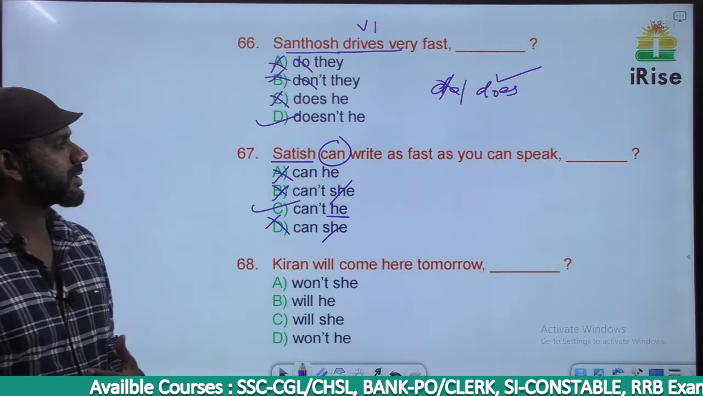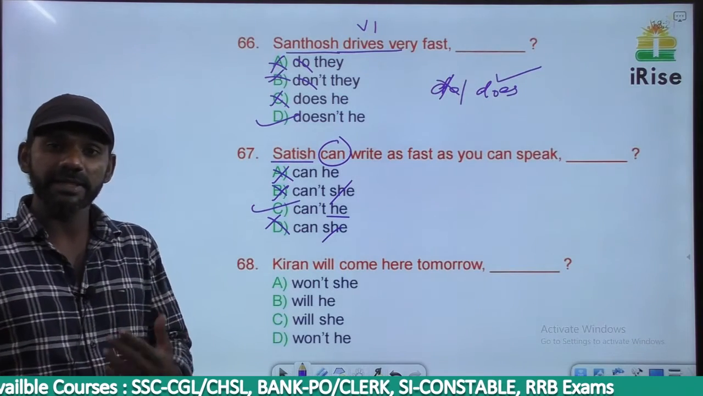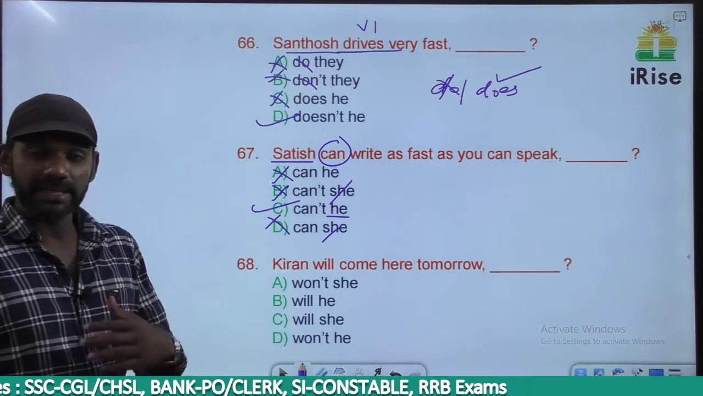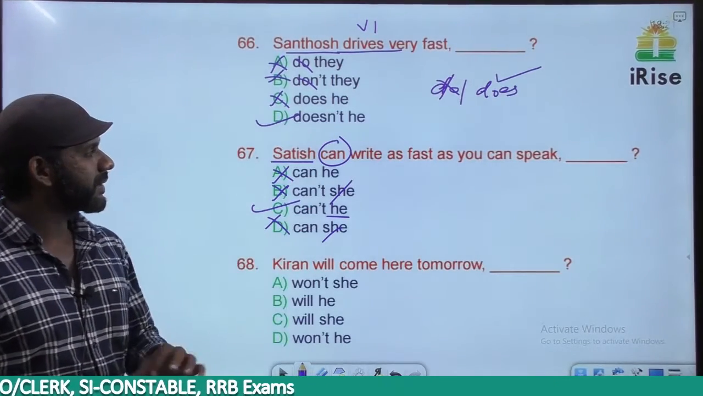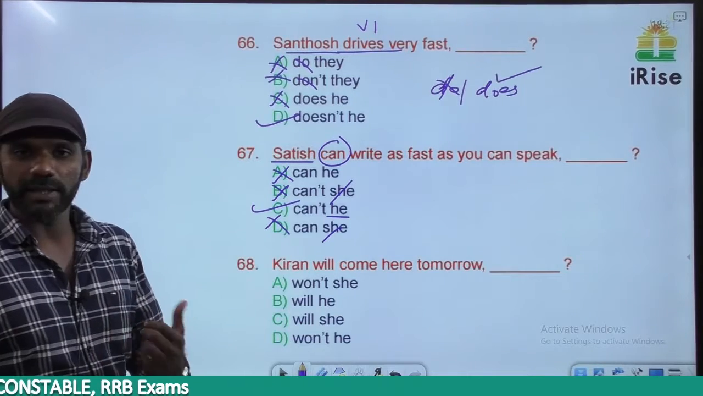Satish can write as fast as you can speak. Can't he means can't he write as fast as you can speak?